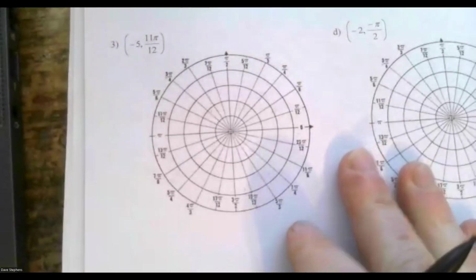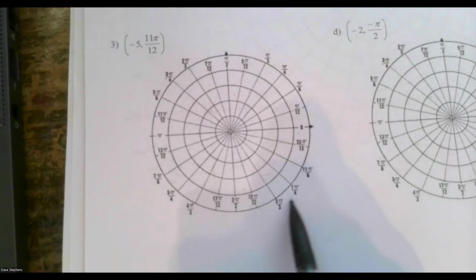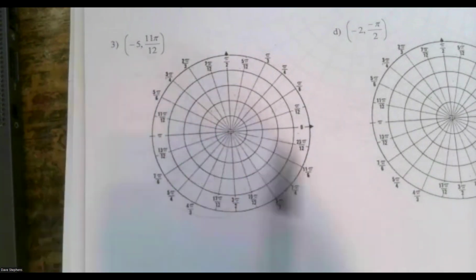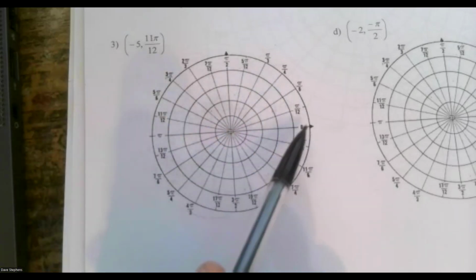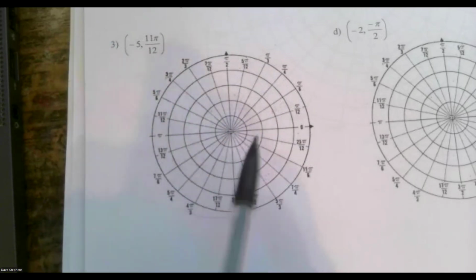All right, so here we've got to face 11 pi over 12. Is that you? No, that's not you. Yeah, there you are. All right, so 11 pi over 12. The 11 pi made me think it was you, but that's 11 pi over 6, not 12. 11 pi over 12, and we've got to travel a distance of -5.